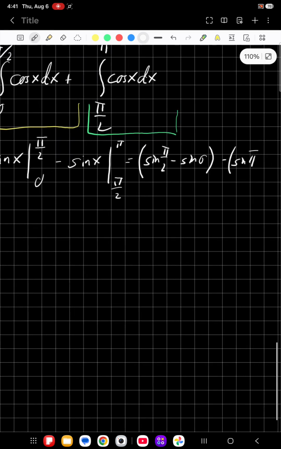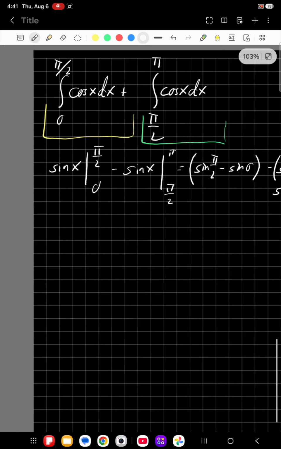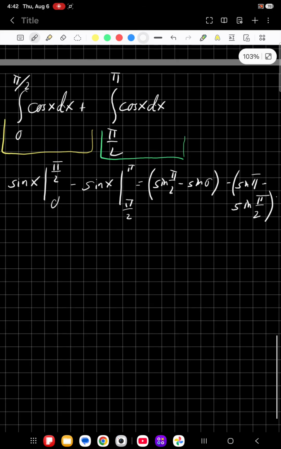No, I didn't manage to fit it in there. Anyway, sine of pi minus sine of pi over 2. So minus... okay. Yeah, this should be plus actually, right? We're adding those areas. So plus there.